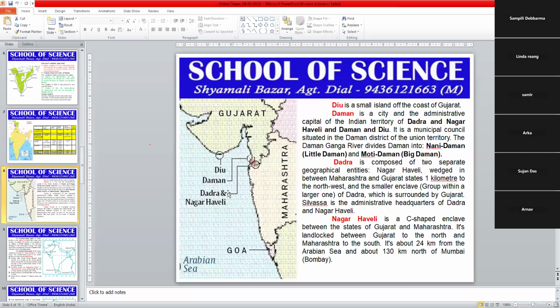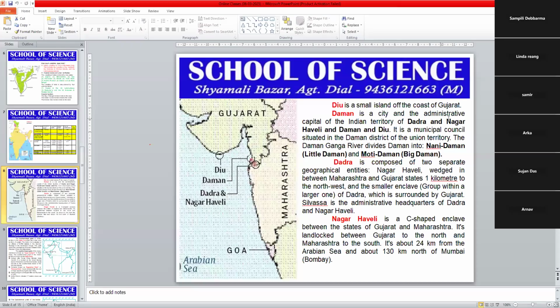Now, Diu, Daman, Dadra, and Nagar Haveli are all combined to form one union territory. Diu is just it. Where is Diu? Diu is here, Gujarat. Daman is here. And Dadra and Nagar Haveli, here again, they all fall at the border of Gujarat and Maharashtra, but they belong to Gujarat. Now, Diu is a small island off the coast of Gujarat.